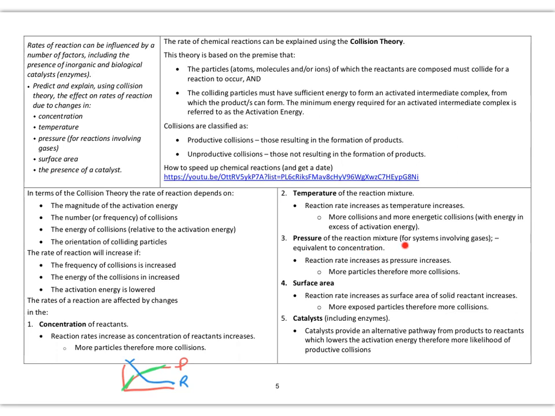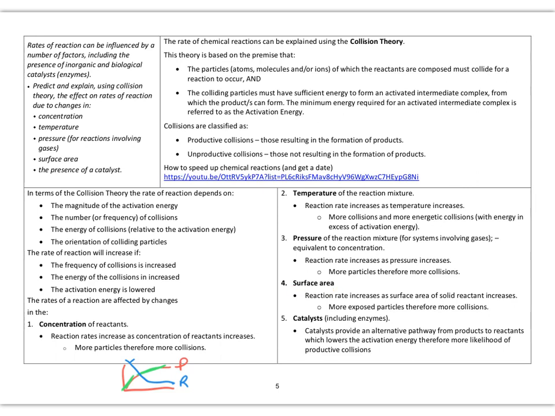Pressure of the reaction mixture is another thing, and here when we talk about pressure, we're talking about gases. Pressure is very much just like concentration. If you increase the pressure, you increase the number of particles that are present. The difference between a gas at high pressure and low pressure is there's just more gas particles squeezed in there. So reaction rate increases as pressure increases. That's because more particles means more collisions, and therefore a faster rate of reaction.